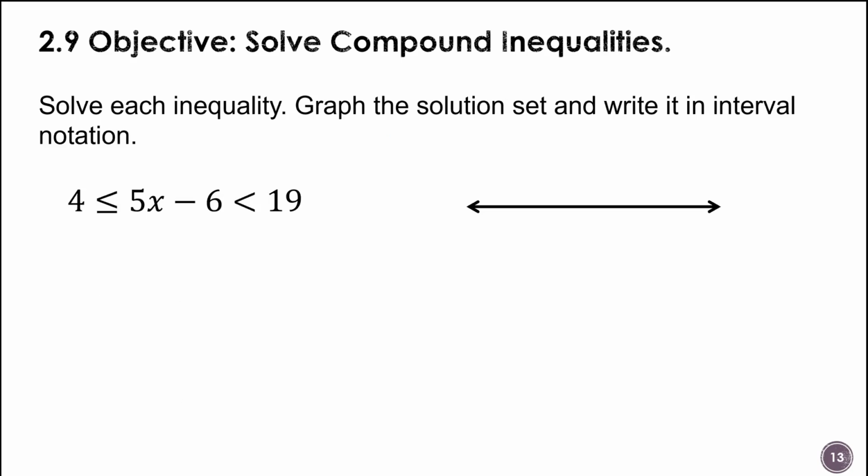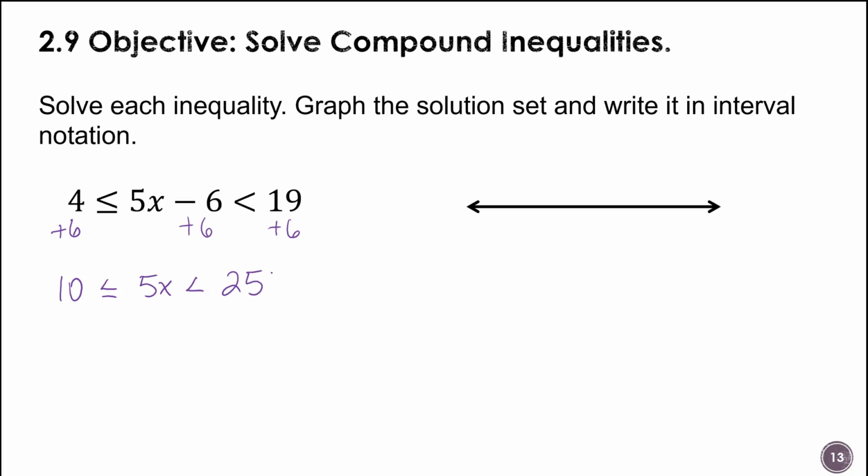All right, next we are going to solve this. Now, we solve this just like any other inequality, but we have to solve on 3 parts. So anything you do to the middle to isolate the 5x or to isolate the x, you'll do on both sides. So I'm going to begin by adding 6. Right, I added 6 in the middle to get rid of -6. On the left, I'll have 10. It's less than or equal to 5x, which is less than 25.